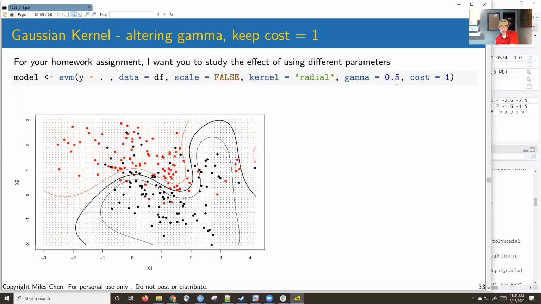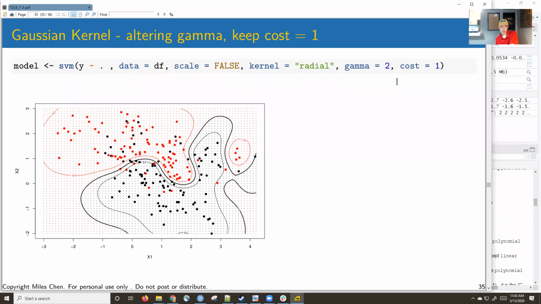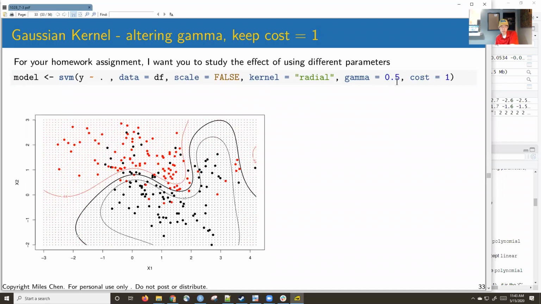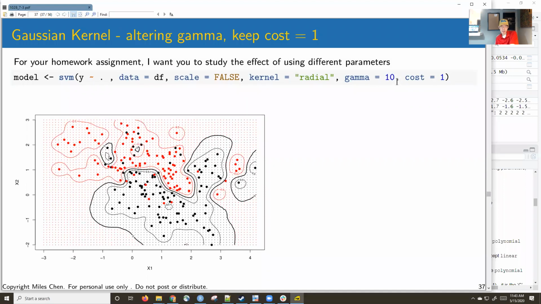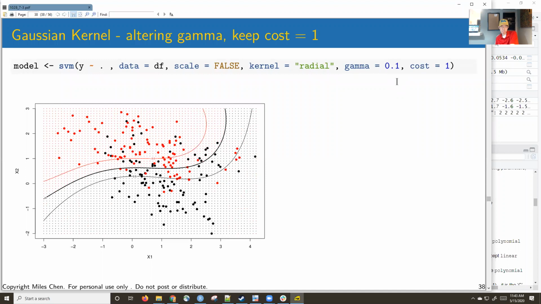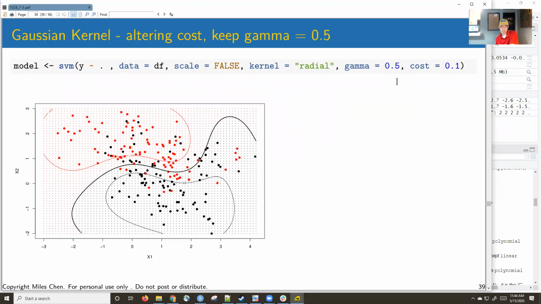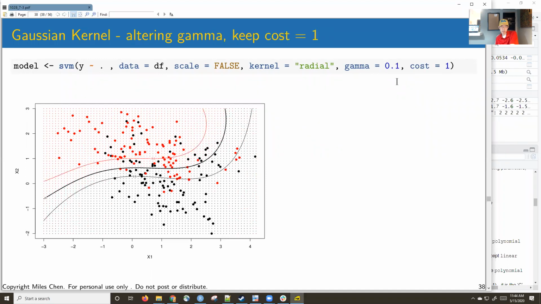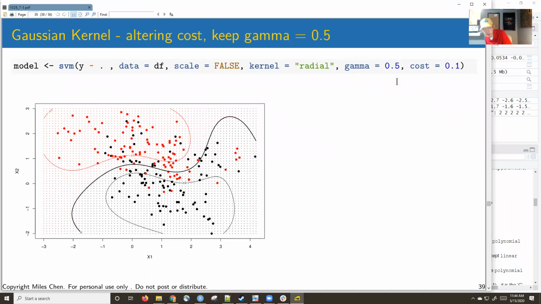So let's just, this is what can happen. Okay. What did I do? I messed something up here. Okay. I'll fix that. All right.